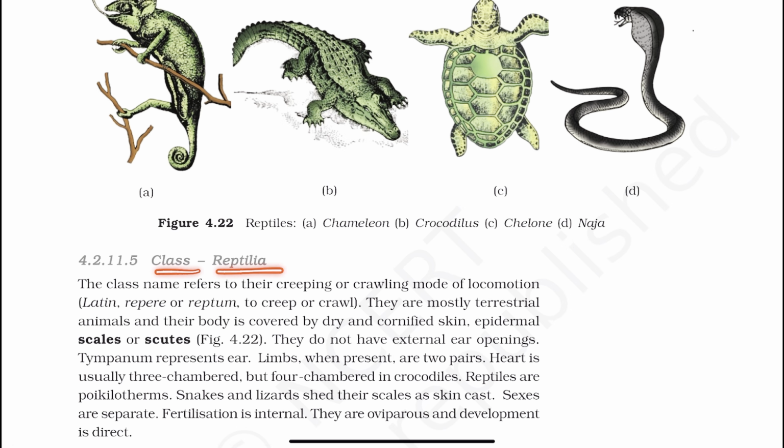4.2.11.5 Class Reptilia. The class name refers to the creeping or crawling mode of locomotion. Latin: repere or reptum, to creep or crawl. They are mostly terrestrial animals and their body is covered by dry and cornified skin, epidermal scales or scutes. They do not have external ear openings. Tympanum represents ear. Limbs, when present, are two pairs. Heart is usually three-chambered but four-chambered in crocodiles. Reptiles are poikilotherms. Snakes and lizards shed their scales as skin parts. Sexes are separate. Fertilization is internal. They are oviparous and development is direct.